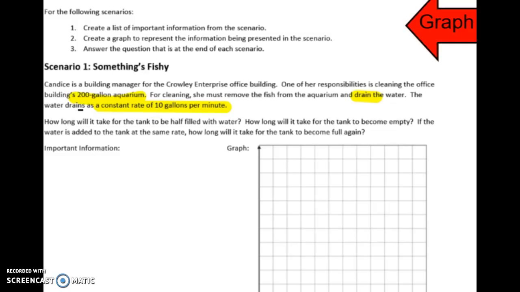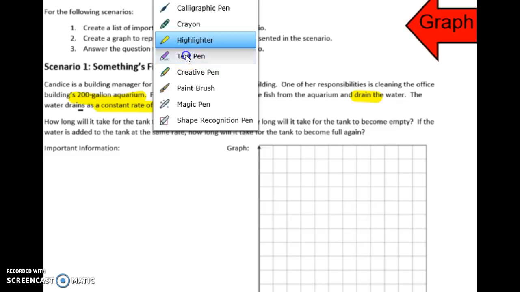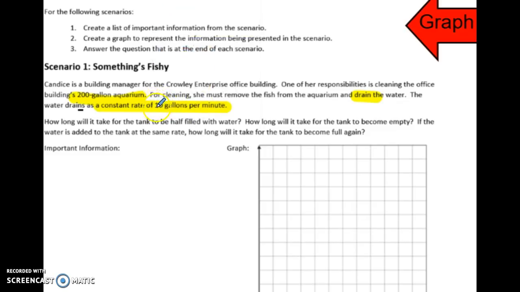Okay, so what I need to do next is create a graph. But to do that, I have to figure out what the independent and dependent quantities are. So what that means is I need to figure out what's going to be on my x-axis and y-axis. And here is a tip that I have for you. Go to the rate. I'm going to find the rate, which is 10 gallons a minute.